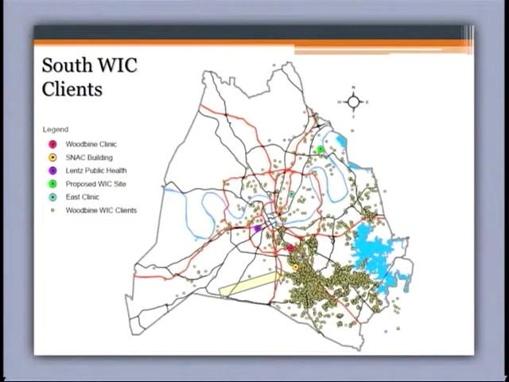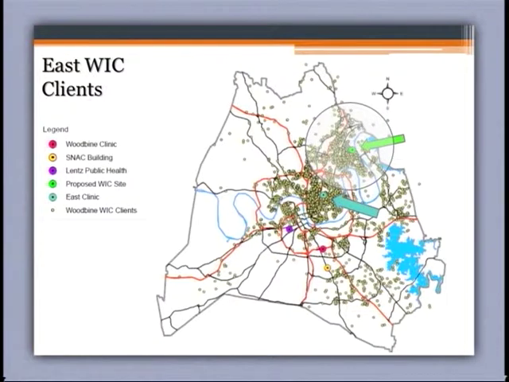This is our South Nutrition Clinic, which is also located very similarly in that same area. But you can see that the clients are maybe a little bit deeper into the Antioch area. But still, the majority of the clients are coming from that location in town. These other dots, you can see the purple dot is our Lentz Clinic, the teal dot is our East Clinic, and then the dot up at the very top that's a bright green is the proposed WIC site in the Madison area.